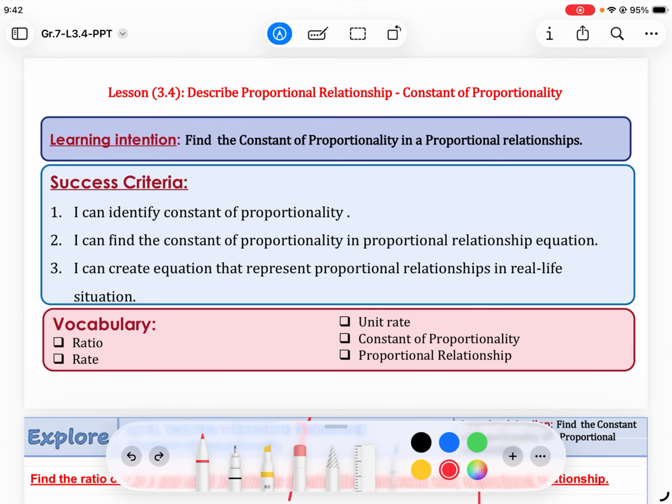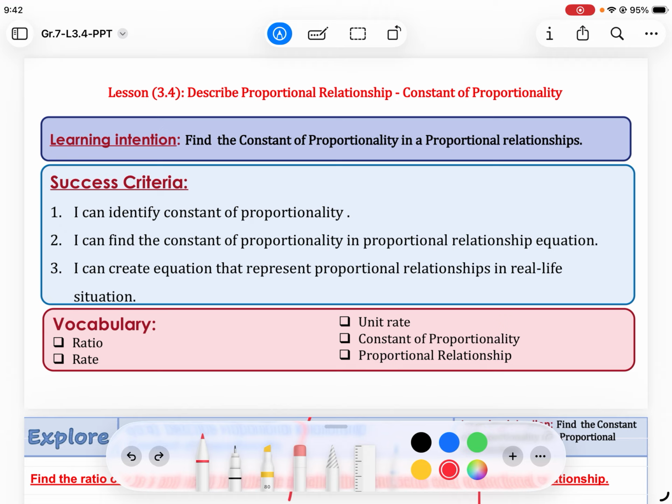Today's lesson is 3.4. Describe proportional relationship, the constant of proportionality. So, the learning intention of today's class is to find the constant of proportionality in a proportional relationship, or in just the proportional relationships in general.